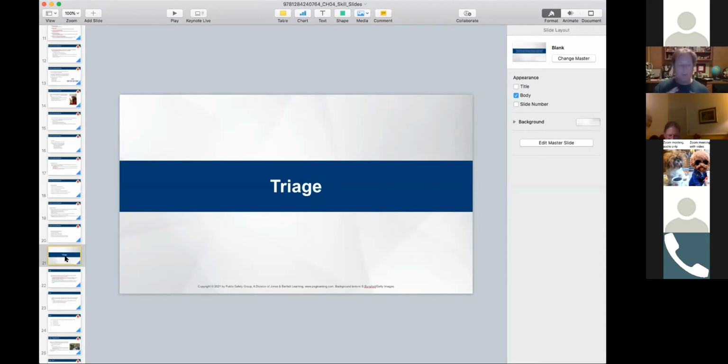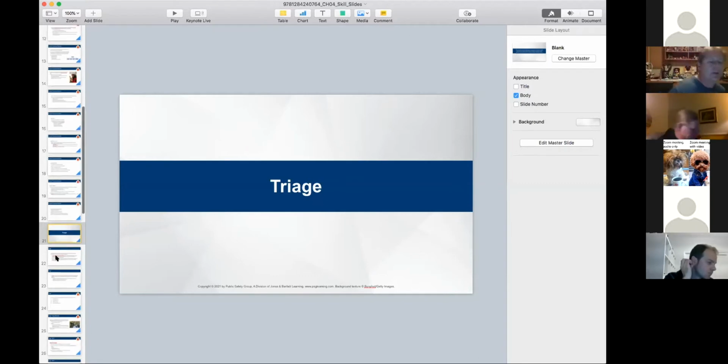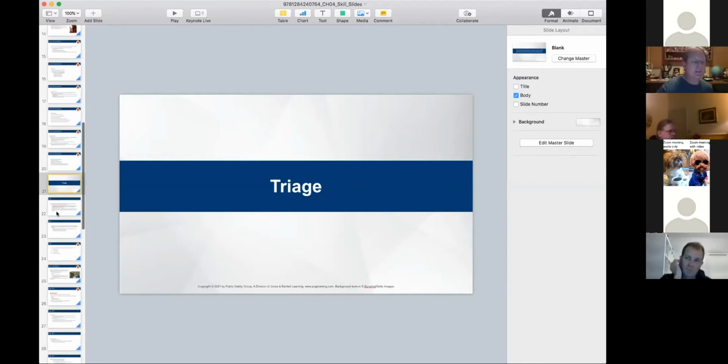So when you set up this MCI ICS, we would be assigned an EMS branch, and then you would have your triage, treatment, and transport. And then underneath from that, you would branch those out and you would make those assignments. Does that make sense? Yeah. It's kind of hard to visualize this.